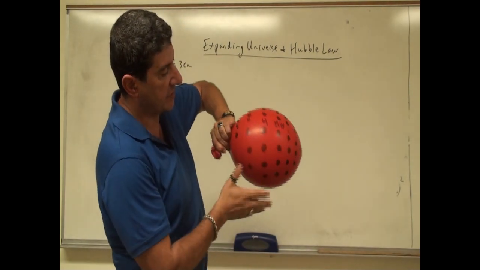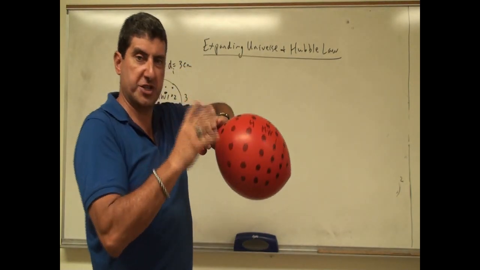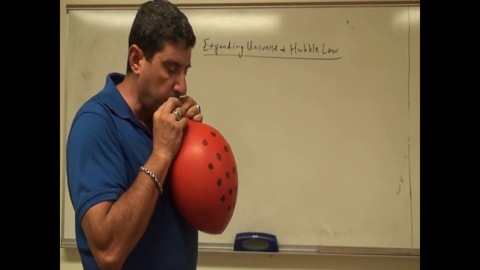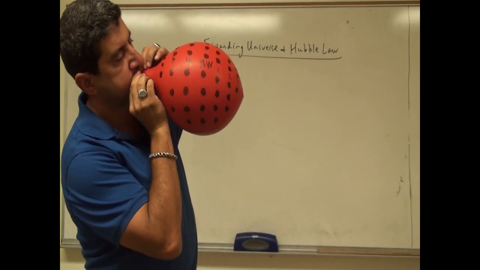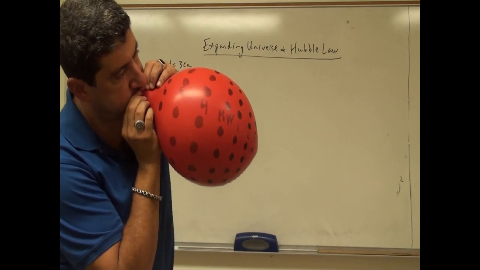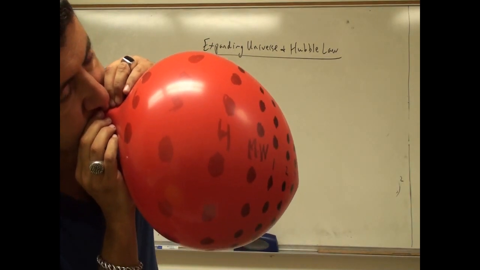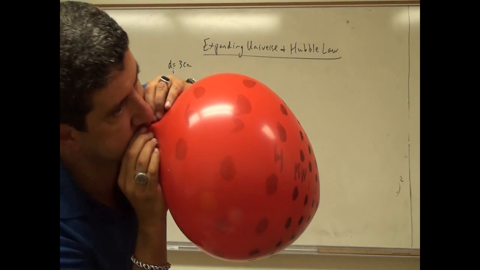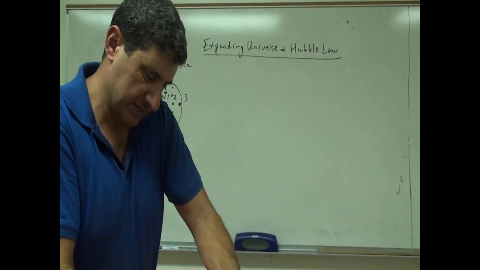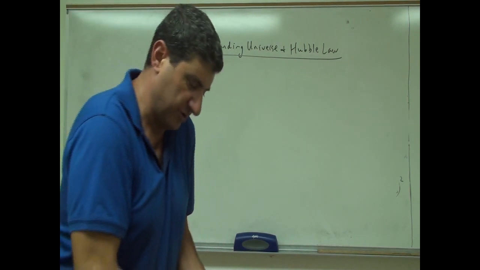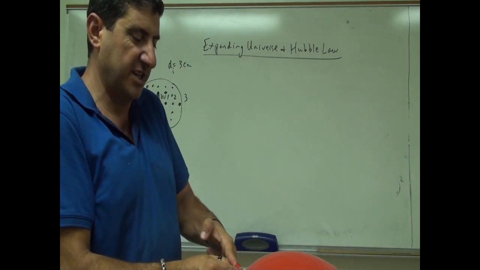I'm going to do it so that as I'm blowing it, you can see the galaxies moving away from each other, the black dots here, right? You can focus on the black dots and see them moving apart. Now, this is the largest possible universe that I could do. I felt like God over there, right? Making the universe, enlarging it to the size that it is currently, right?